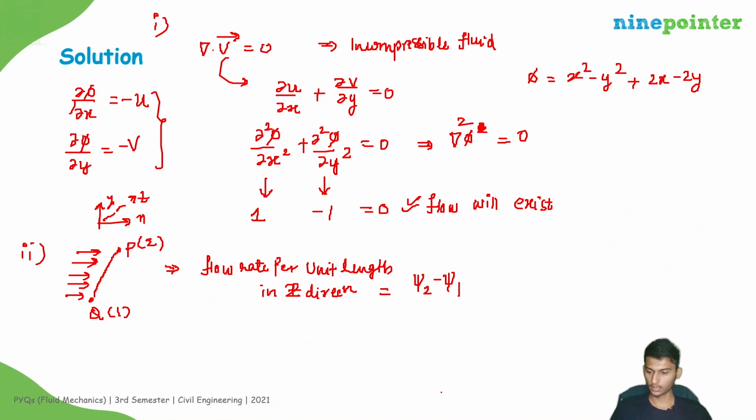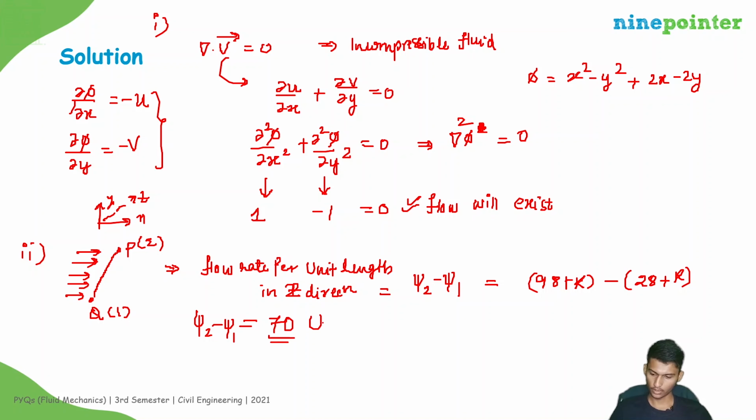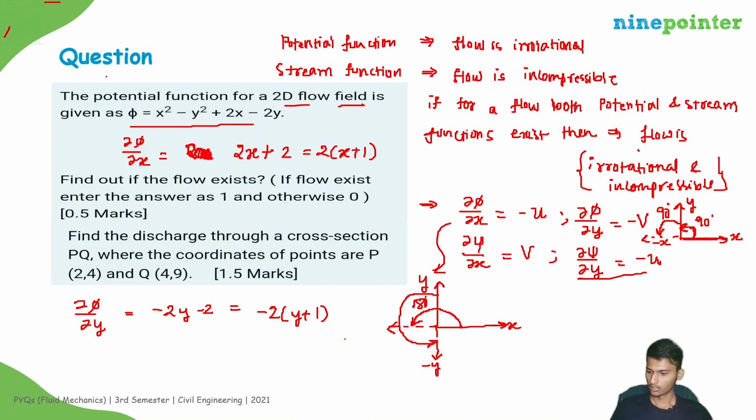We already said that the flow rate per unit length in the z direction is equal to ψ2 minus ψ1. So what is ψ2? ψ at Q, that is 98 plus k, minus ψ1, which is 28 plus k. So we get ψ2 minus ψ1 equal to 70 units. So that is the discharge. The discharge value is 70. Flow exists, so the answer is 1 for this, and this value is 70.